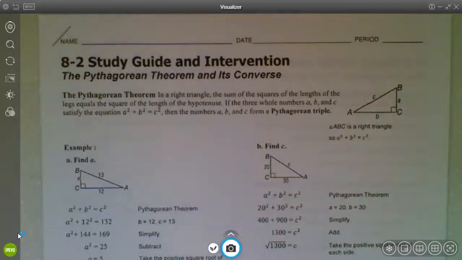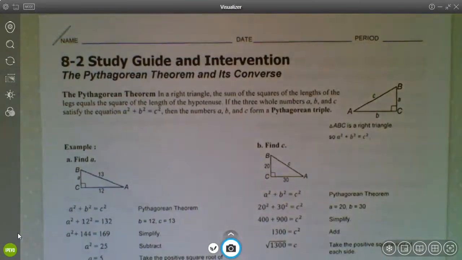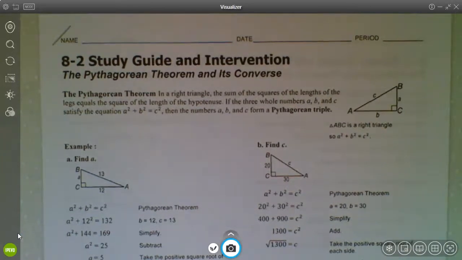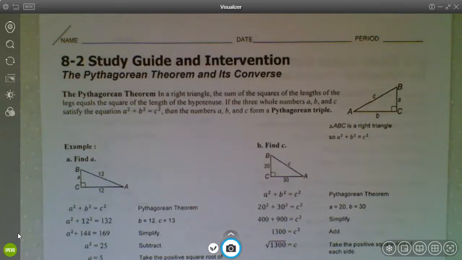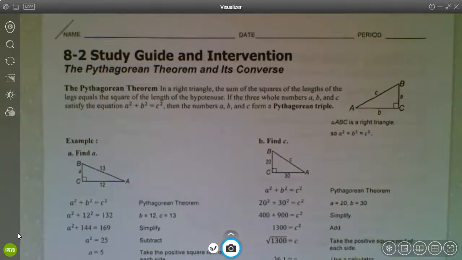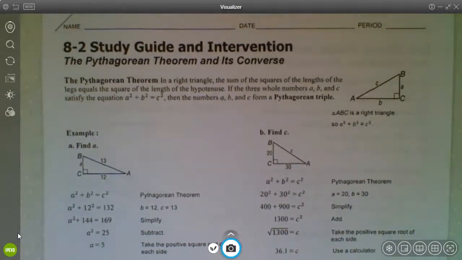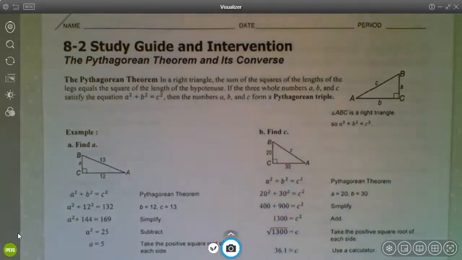Right, we are kicking off Chapter 8, and Lesson 8.2 is where we're going to begin. Chapter 8 is all about the wonderful world of right triangles. I would say probably out of the entire course of geometry, this is probably the most important chapter for you as far as moving forward in math. So much of what you're going to see in future math revolves around right triangles.